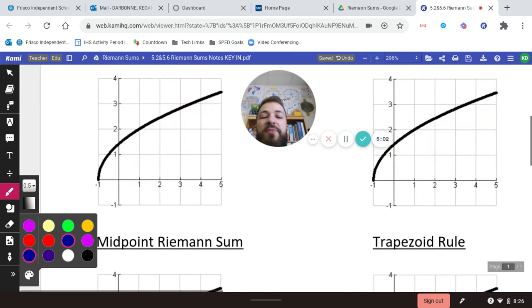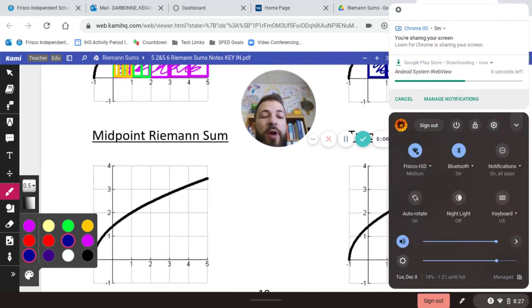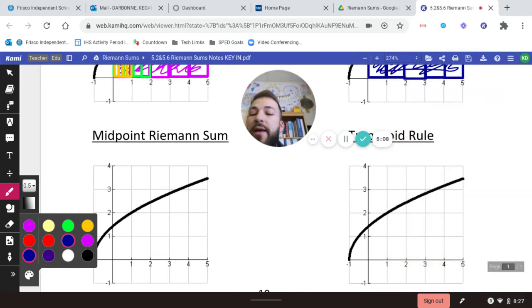Okay, let's finish up with the last two. Left Riemann sum was the leftmost point, right Riemann sum was the rightmost point. Midpoint Riemann sum is the middle of the rectangle.